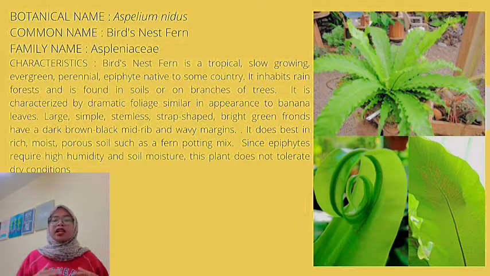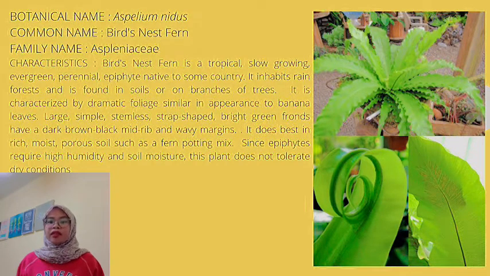The last species that I'm going to explain is called Asplenium nidus, or we know it as bird's nest fern. This species comes from the family of Aspleniaceae. Bird's nest fern is a tropical, slow-growing, evergreen, perennial epiphyte native to some countries. It inhabits rainforests and is found in soil or on branches of trees. It is characterized by dramatic foliage similar in appearance to banana leaf.